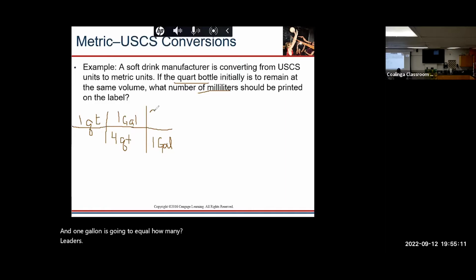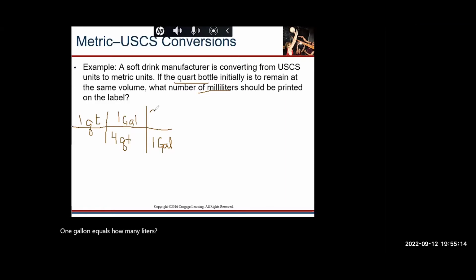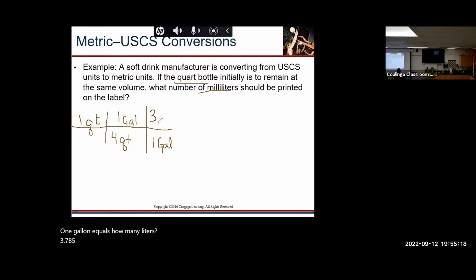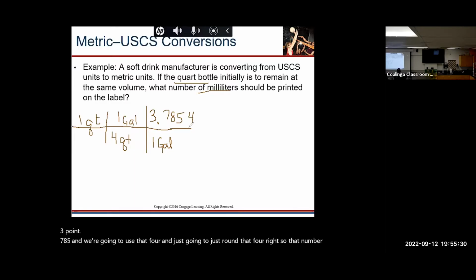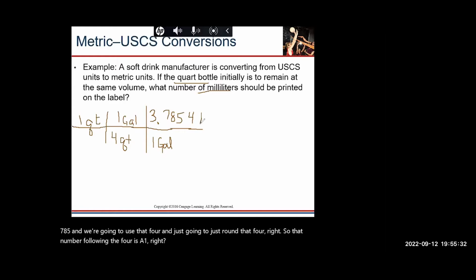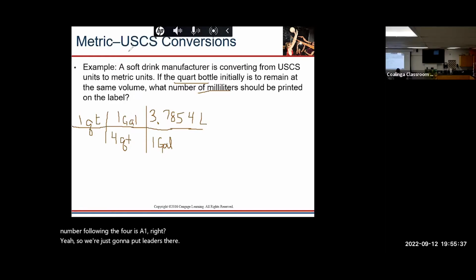One gallon equals how many liters? 3.785411. So 3.785, and we're just going to round to that 4, right? So that number following the 4 is a 1. Yes. So we're just going to put liters there. Okay, so then gallons are going to cancel out. Quarts are going to cancel out. And then we're left with liters.